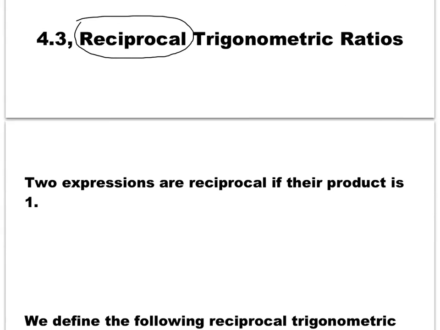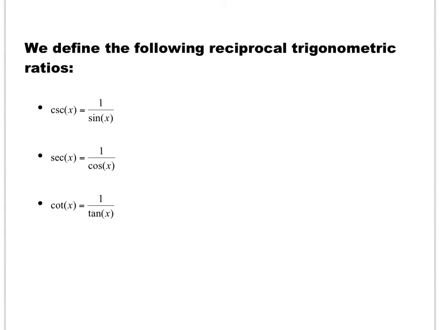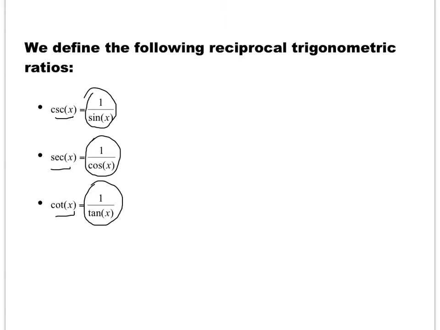Now exactly what these expressions are is very simple. We define cosecant x to be the inverse of sine x, which is 1 over sine x. We define secant x to be 1 over cos x, and cotan x to be 1 over tan x.